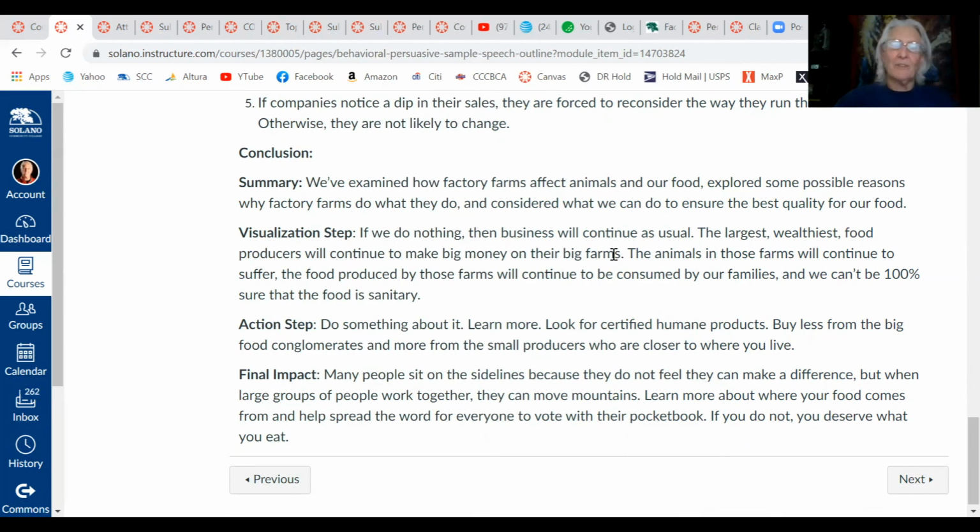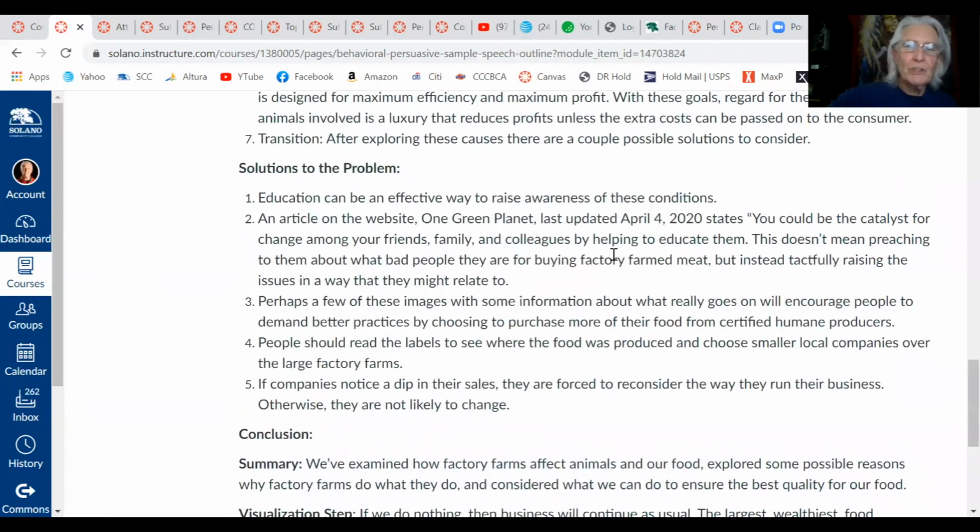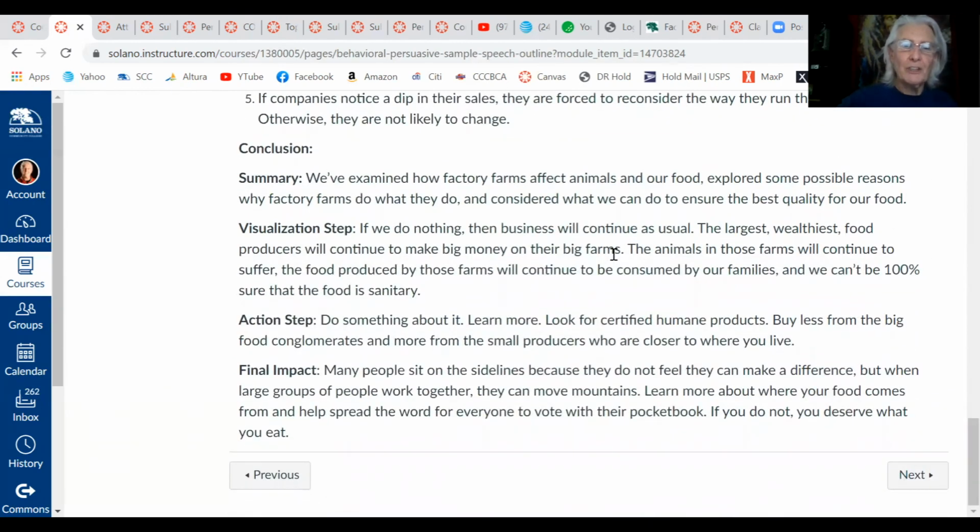And then right after that, you just go back up to the solutions. Pick what you think is your single best solution to the problem, and then just restate that solution step here in your final action step. Then end your speech. And again, a great way to end a speech is to refer back to the opening attention getter.